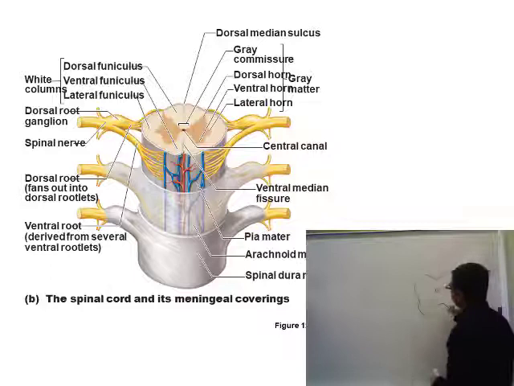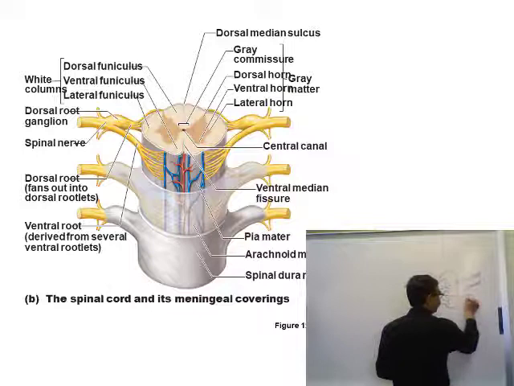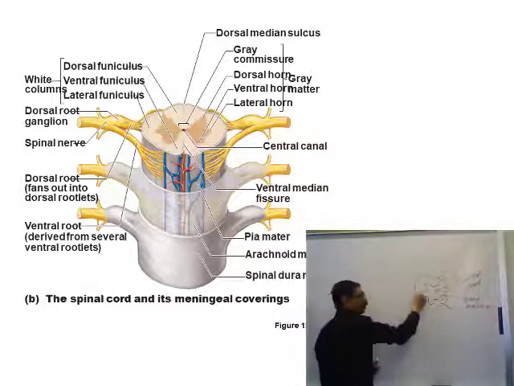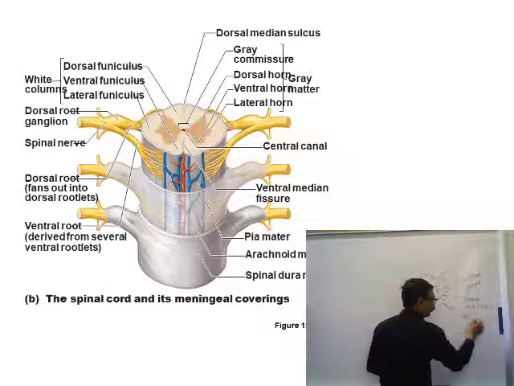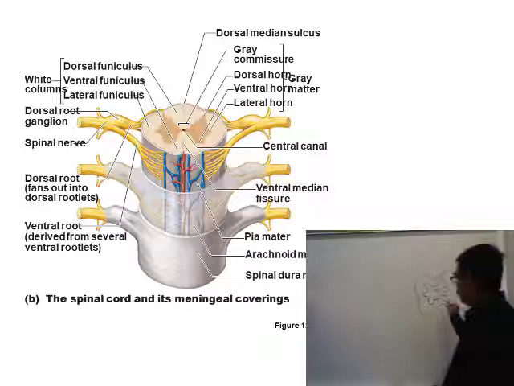And in the spinal cord, you have gray matter. In the center, this part is the gray matter, like a butterfly. This butterfly-like part is the gray matter. And the outer part is the white matter. Okay? Gray spelling G-R-A-Y or E-Y, both are correct. So, this part is the gray matter. This outer area is the white matter.